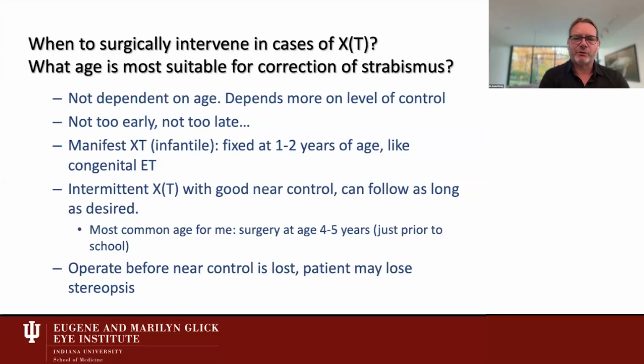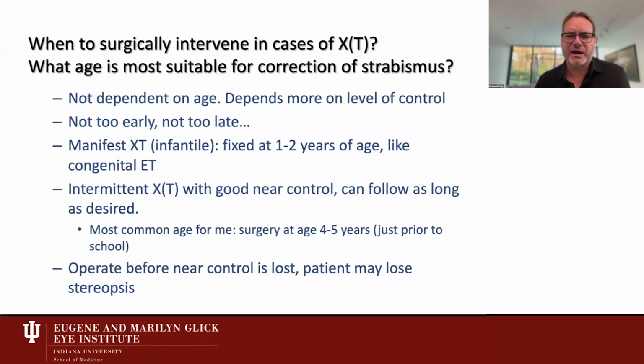You do want to operate before the near control is lost. So you don't want these kids to be manifest all the time. Some people will lose stereopsis permanently once they lose that intermittency. So that's a little too late. But letting them decompensate a little bit is kind of ideal, just prior to school age.